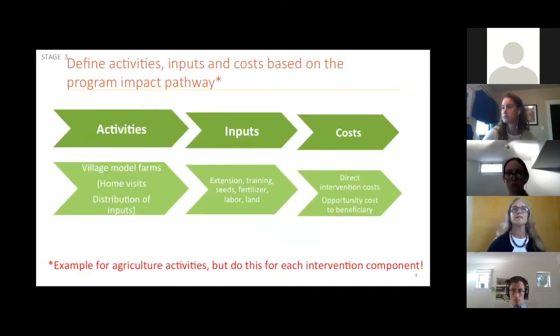So what does that mean? If we look at just one component, for instance, the village model farms, we articulate that activity. There may be home visits that are agricultural extension visits. There may be distribution of inputs. What are the inputs involved in these activities? And what are the costs? And we're focused on direct intervention costs and costs to beneficiary. Now remember, we would need to do this for each intervention component, and we showed you in a complex setting, there are many of these.